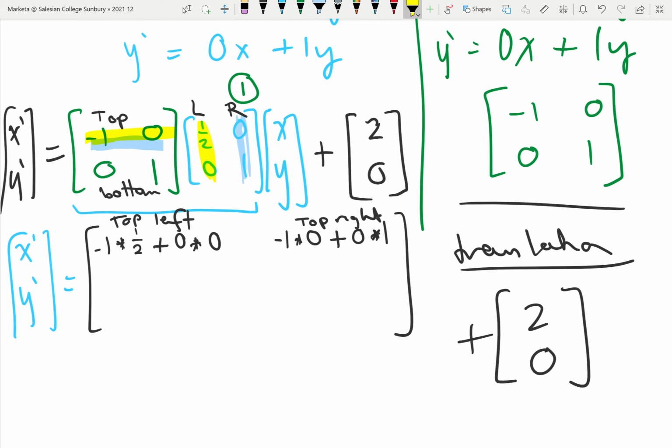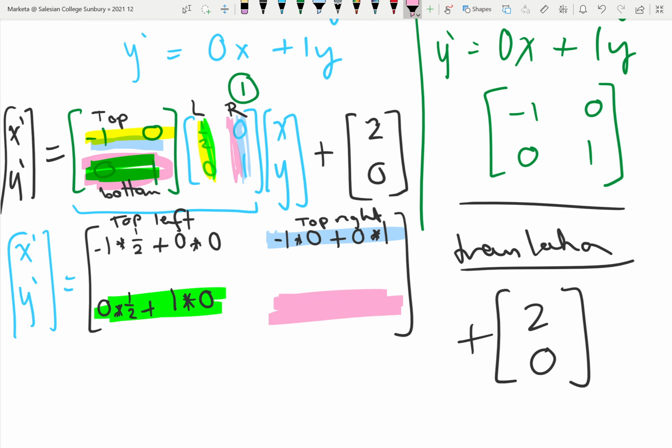Now let's go a different color. And now I'm going to go bottom left. So bottom left, actually let's put those in the colors too. So the bottom left, we're going to have 0 times half plus 1 times 0. And then finally, I'm going to have pink. I'm going to have bottom right. So the bottom right is going to be 0 times 0 plus 1 times 1.